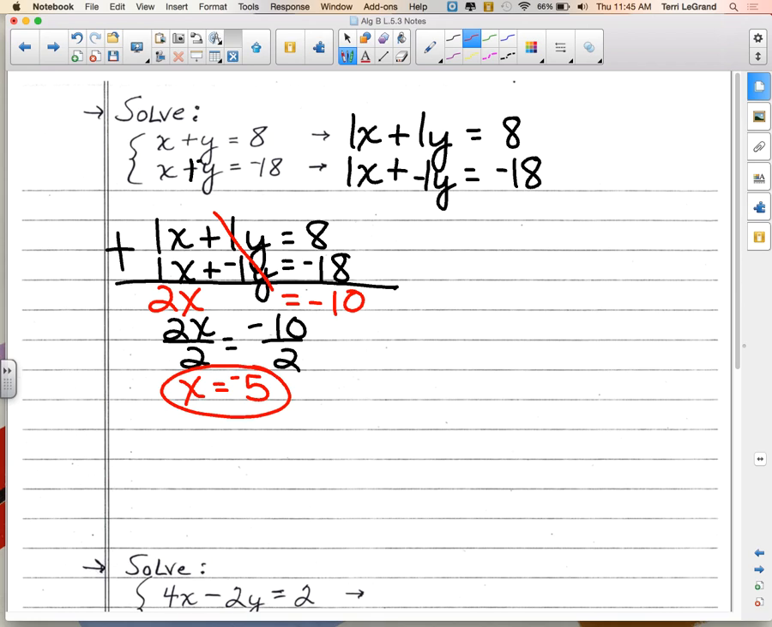I got negative 5 for x. Anybody want to agree with me? Yeah? Okay. Go ahead, you decide which equation you want to use to solve for y, and you don't even have to use the renamed one. You can go back to the original.